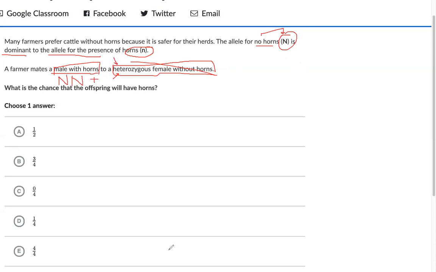Hetero. Let me check the chat box. Capital one and a lowercase. That's right. It's going to be an uppercase N and a lowercase n. What are our next steps to decide what type of babies they have? What do we need to do next?